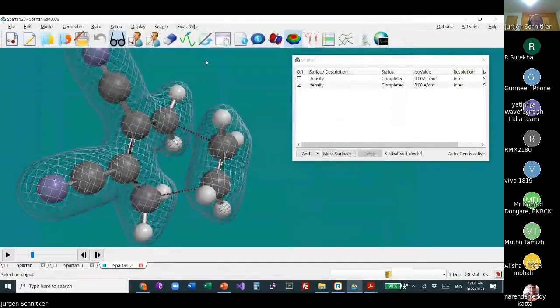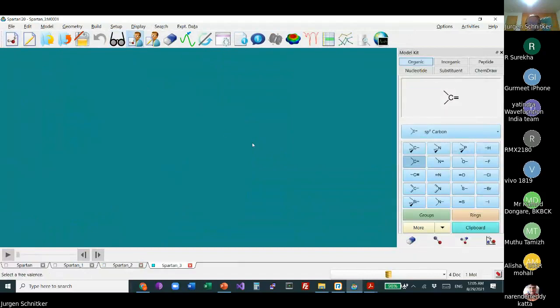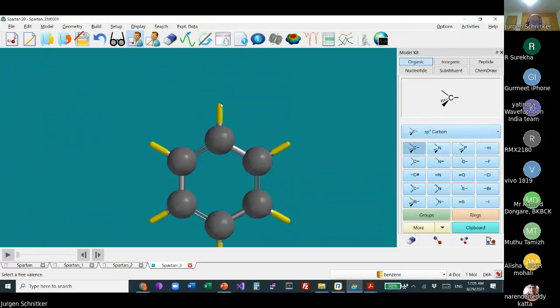So now I will do it for a molecule, and I will actually use the same molecule that I will then do a conformational search for. So I will build something again.